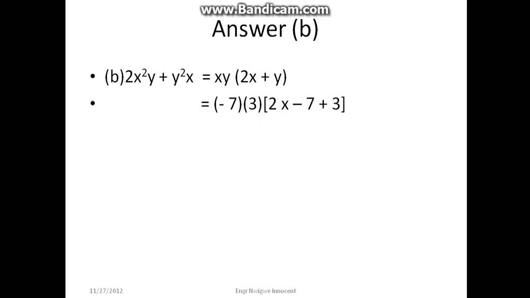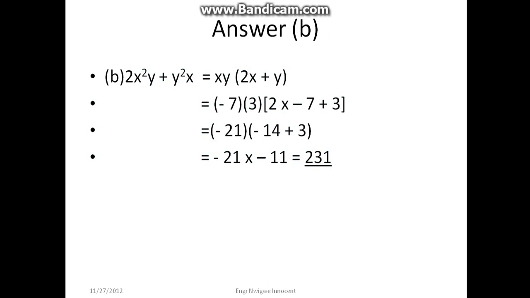Then we substitute the given values. We have x to be minus 7 and our y to be 3. In parentheses, 2 times our x is minus 7 plus our y is 3. Then if we do our mathematics, minus 7 times 3 will give us minus 21. Open bracket. 2 times minus 7 will give us minus 14 plus 3. Then we now have minus 21.